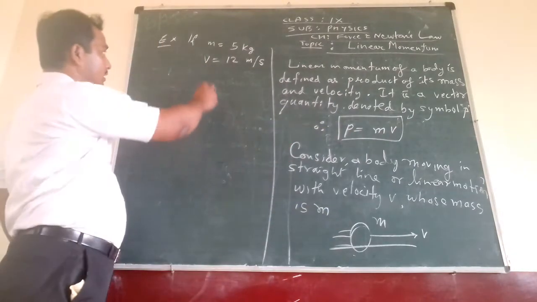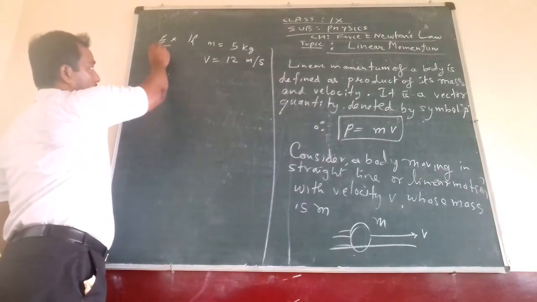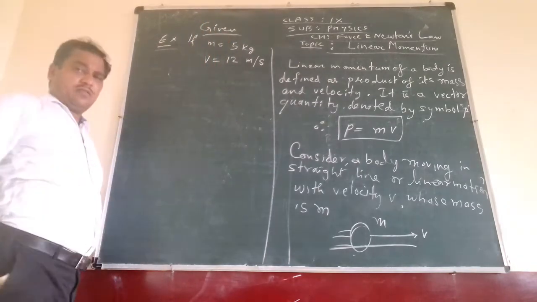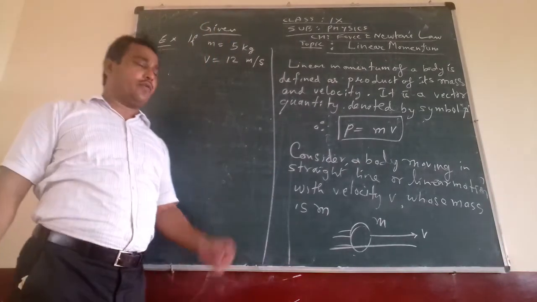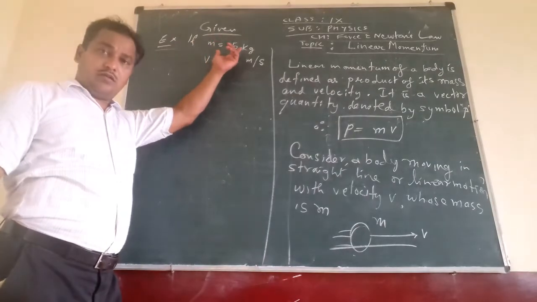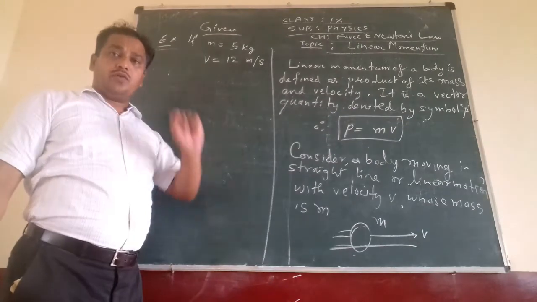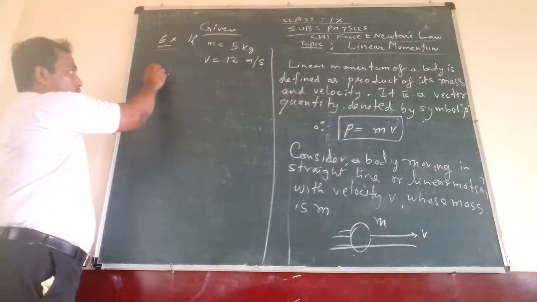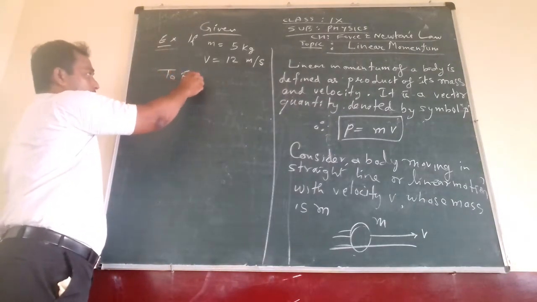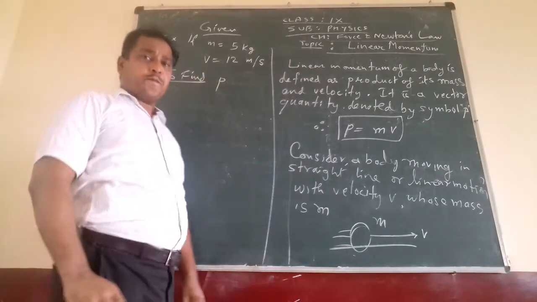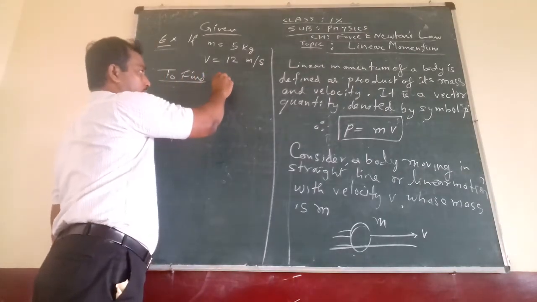That is called linear momentum. For example, consider an example in which, what is given, the format of solving a numerical, you are aware of it. So the mass of an object, a ball, is given as 5 kg, and it is moving with velocity 12 meter per second. So you have to find, for example, the momentum. How much will be the momentum? Can you calculate?